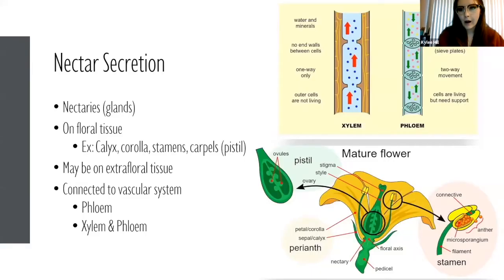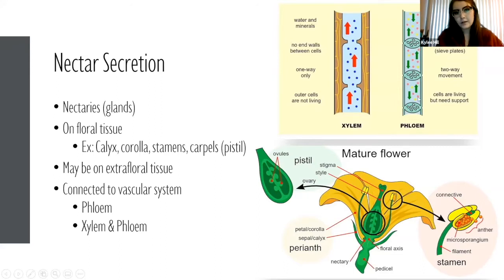And so a little bit about how nectar secretion works. Nectar is secreted in glands known as nectaries, and these may be found on the floral tissues, such as the calyx, the corolla, the stamen, the carpels, also known as the pistils, or on extrafloral tissues. However, the review that I looked at only focused on floral nectaries.